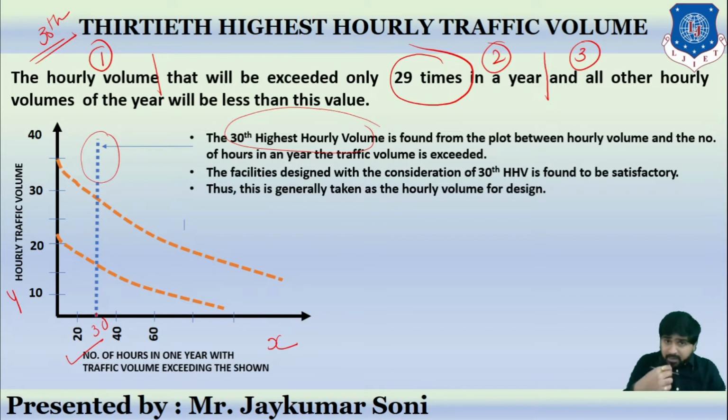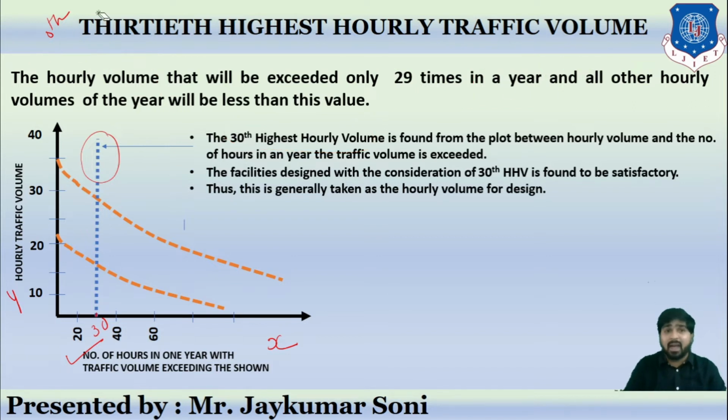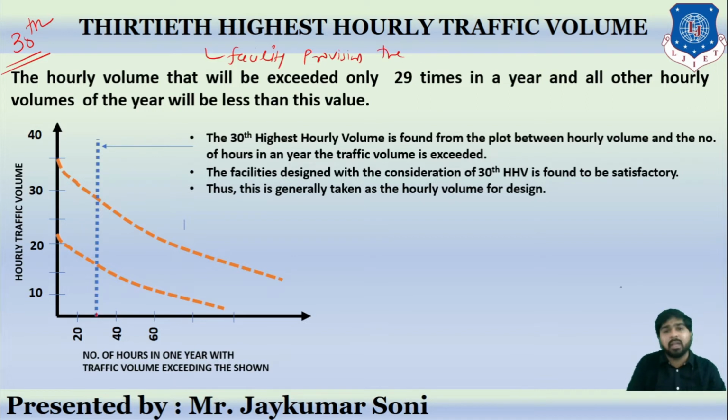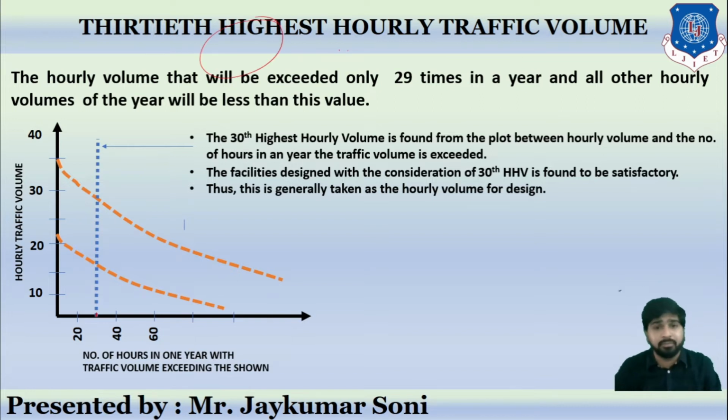Various kinds of facilities on the highways are provided with the consideration of this traffic volume. If anyone asks you which traffic volume is considered for providing facilities on the road, the answer will be the 30th highest hourly volume. That means if I want to provide any kind of flyover, new street lights, signboards, speed boards, or notation boards, then I will choose the location according to this 30th highest hourly volume. So it can be said that facilities designed with consideration of the 30th highest hourly volume are found to be satisfactory.